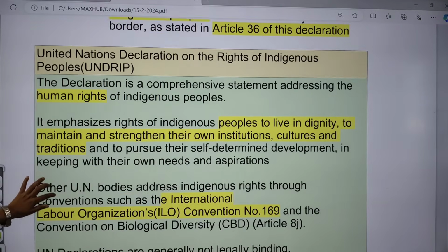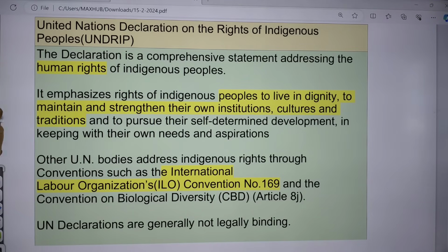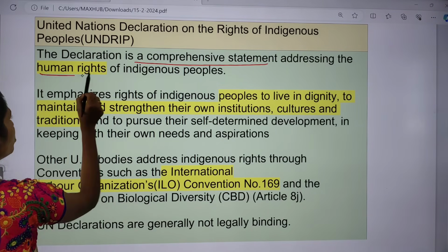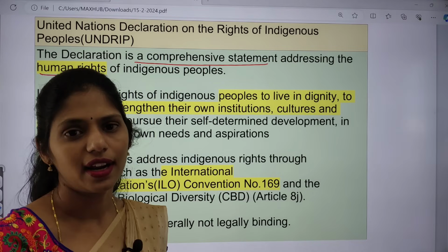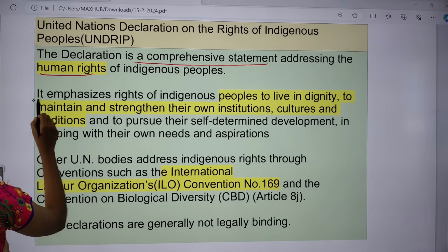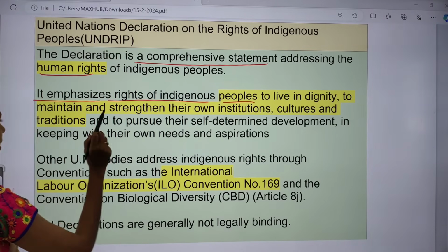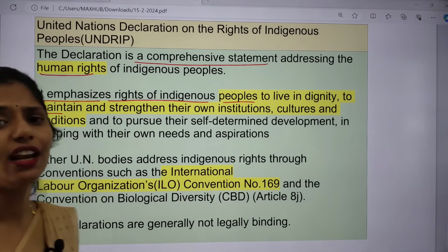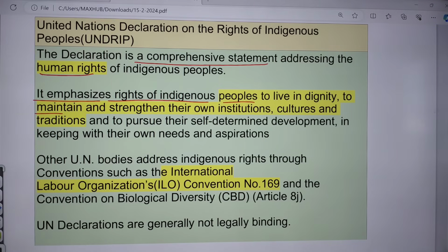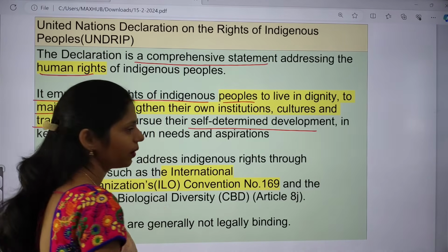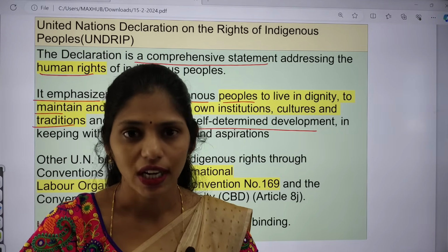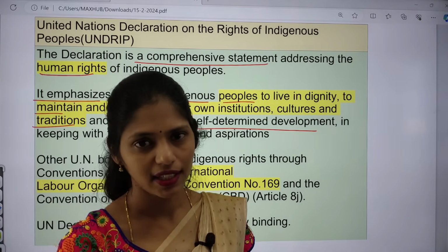So the declaration is a comprehensive statement. What is this declaration? It is a comprehensive statement which addresses the human rights of indigenous people. It emphasizes the rights of indigenous people to live in dignity, to maintain and strengthen their own institutions, and it is very helpful for protecting their culture and tradition and to pursue self-determined development. Okay, because every culture, every society has its own aspirations, its own culture, and they have the fundamental right to protect their culture, language, etc.